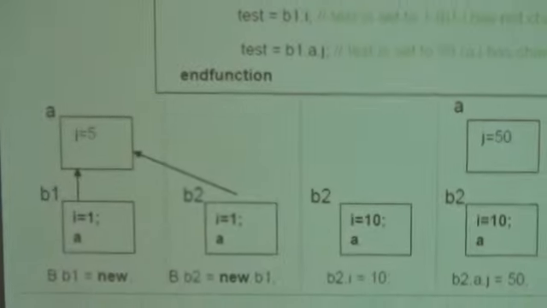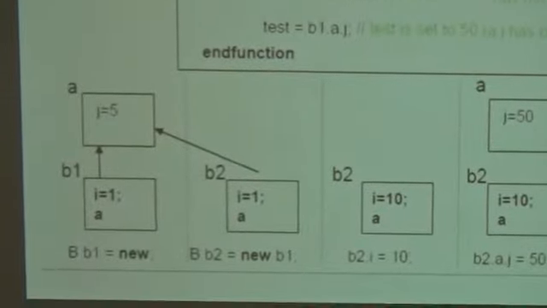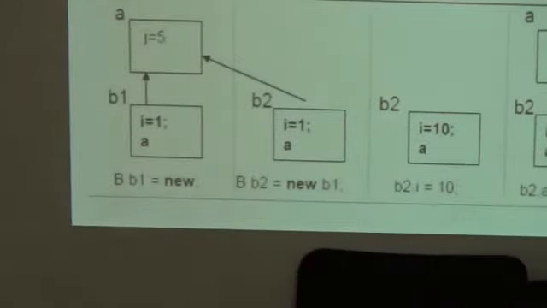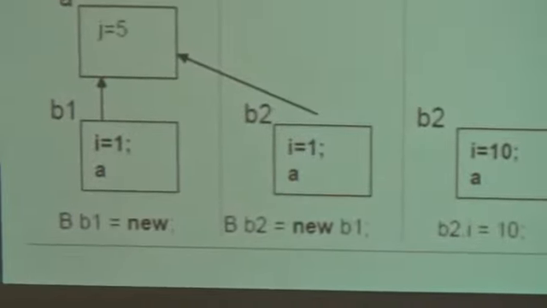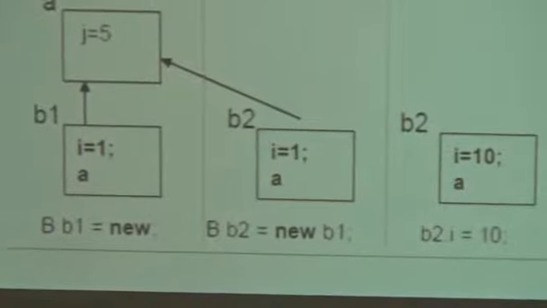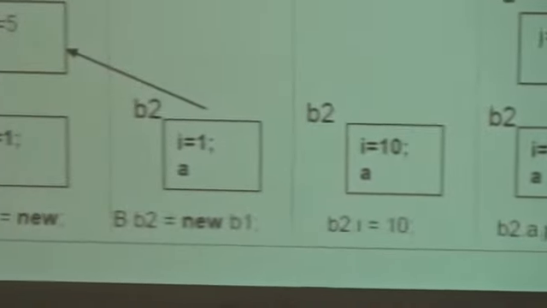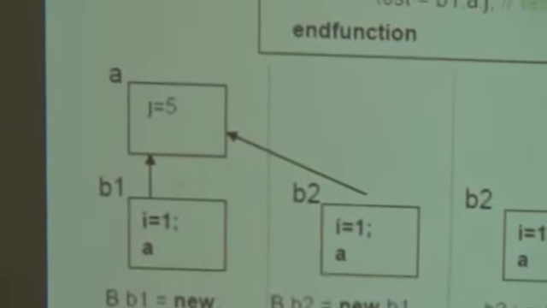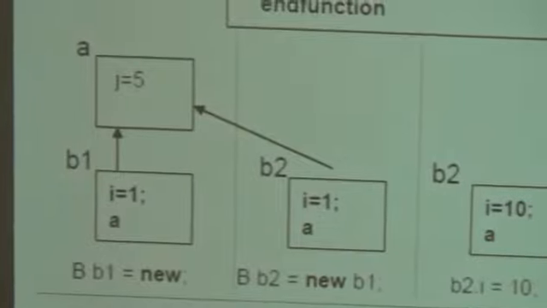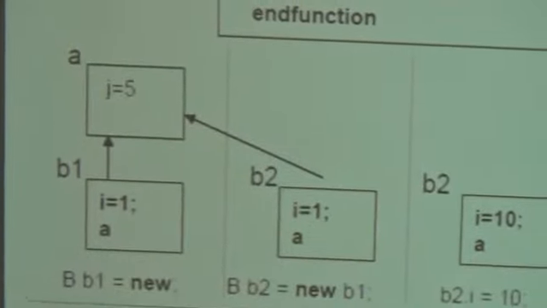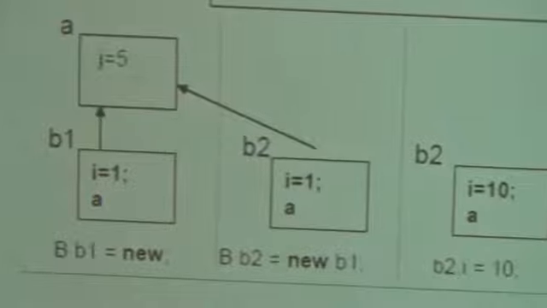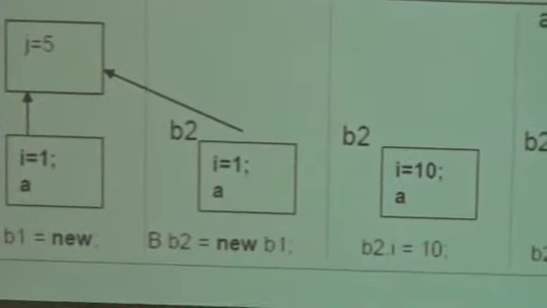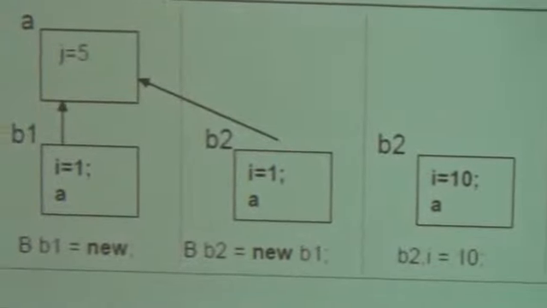When I have created an object for b1, these are present in b1: i is equal to 1, and a is nothing but the object handle of class A. Since it is an object handle of A, that a references the object with j equal to 5. This is the object creation when I wrote b1 is equal to new. When I write the statement b2 is equal to b1, which is a shallow copy statement, what happens is it copies everything.